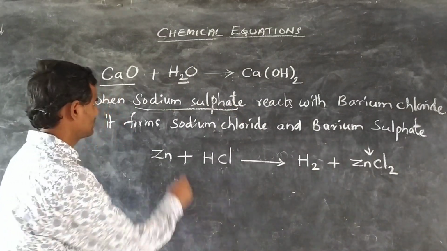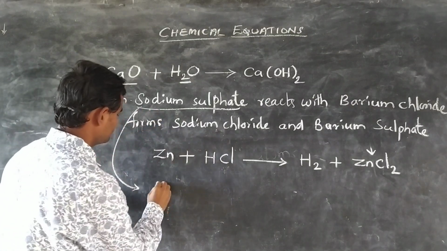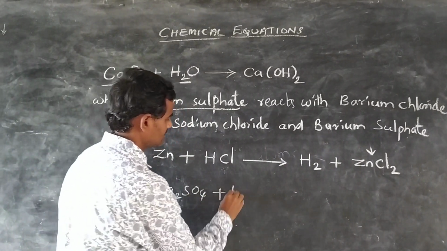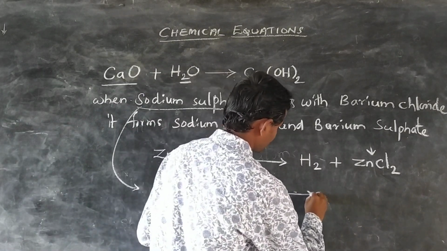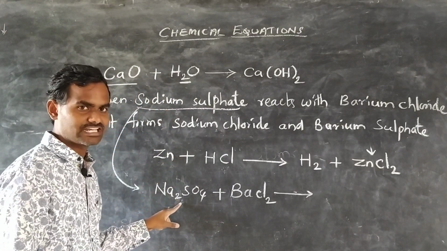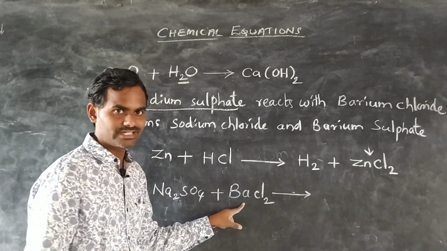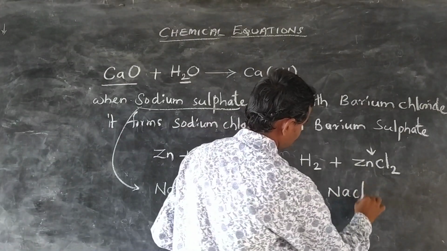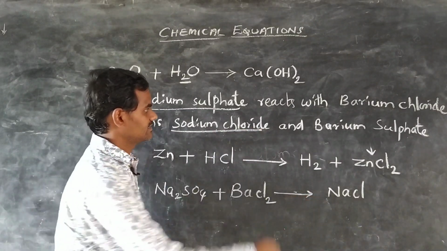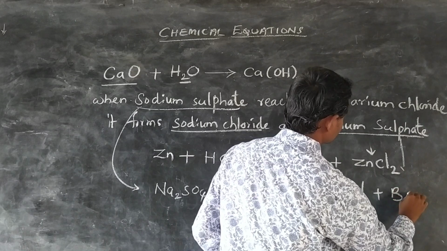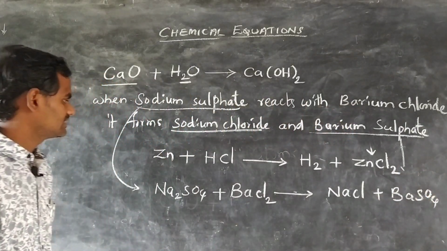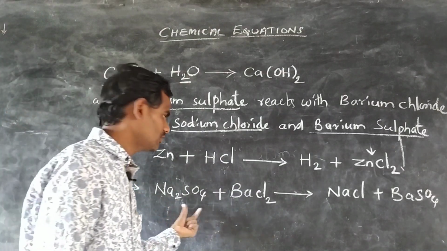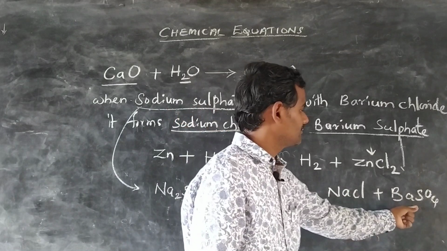The formula of sodium sulfate is Na2SO4. The formula of barium chloride is BaCl2. When these two react with each other, they form sodium chloride, NaCl, and barium sulfate, BaSO4. So the chemical equation of this reaction is Na2SO4 plus BaCl2 gives NaCl plus BaSO4.